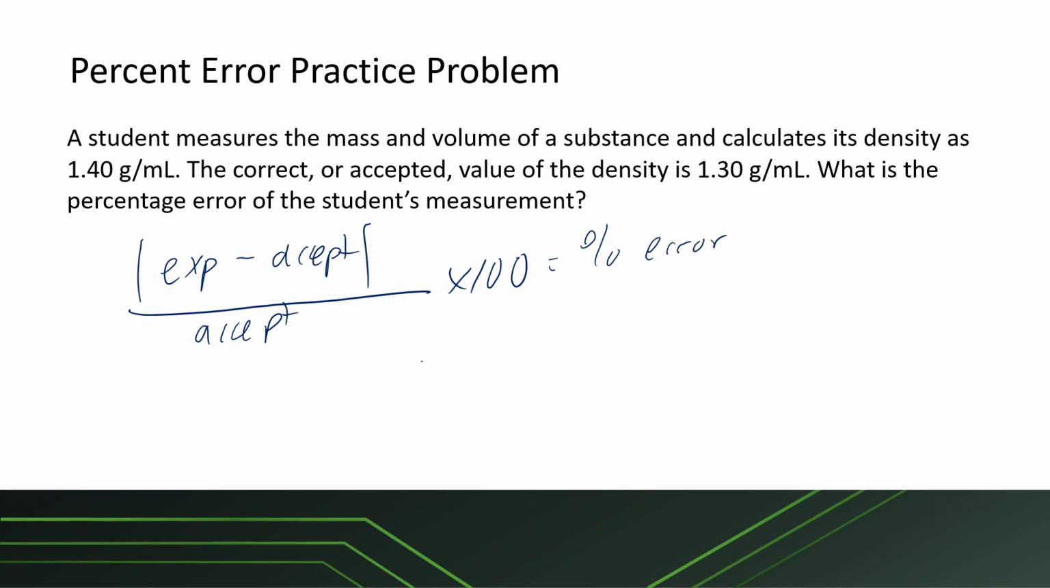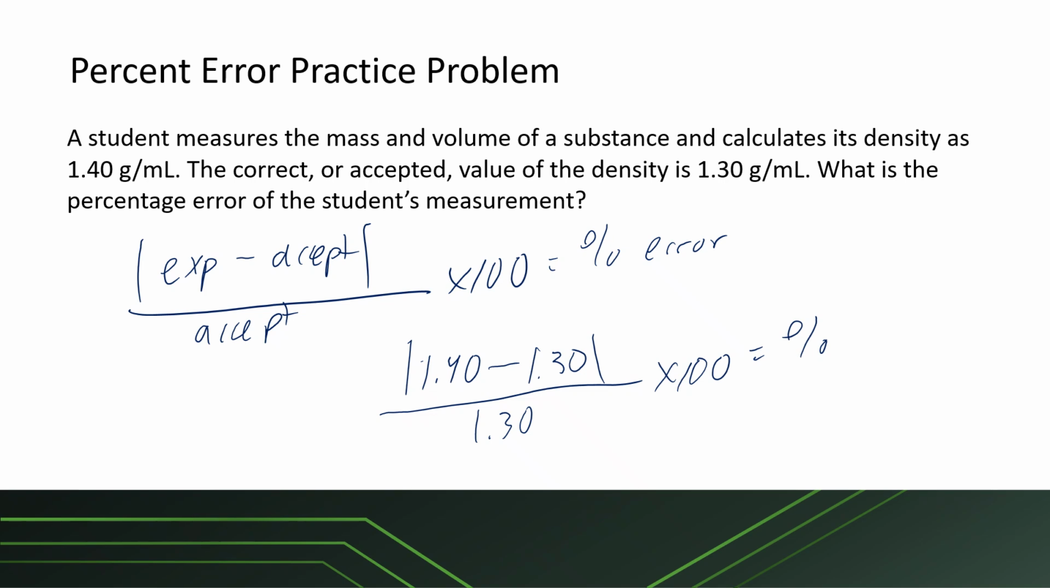So our experimental was 1.40. The true value, the accepted value, was 1.30. We're going to take the absolute value of that, all over the accepted value again, times 100. So when you subtract, you get 0.1, and you divide by 1.3, then multiply by 100, and we get that the percent error is 7.69%. So that's how far off we were from the true value.